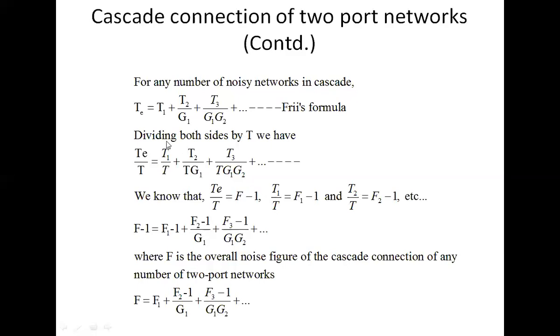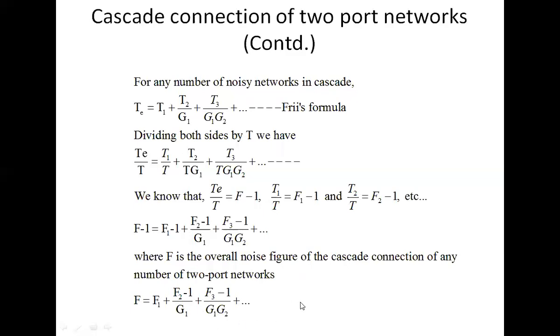So F minus 1, that is T by T, is replaced by F minus 1 equal to T1 by T, F1 minus 1, plus T2 by T, which is F2 minus 1 by G1, plus T3 by T, which is F3 minus 1 by G1 G2, plus etc. Where F is the overall noise figure of the cascade connection of any number of two-port networks. So this minus 1 gets cancelled. So we have the final expression F as F1 plus F2 minus 1 by G1 plus F3 minus 1 by G1 G2 plus F4 minus 1 by G1 G2 G3 plus etc.